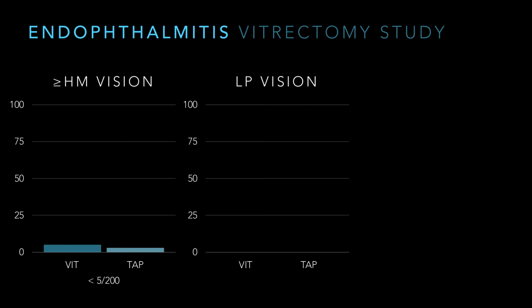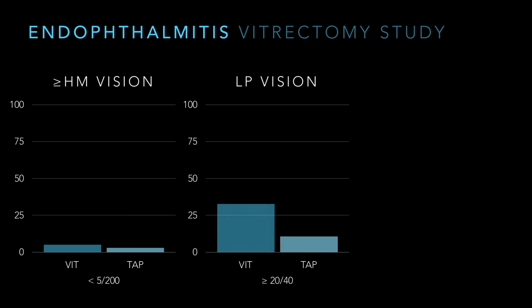Now, LP vision, we all know, is different, right? So if you wanted to get 20/40 vision, you better hope you're in the VIT group. You had a 3 times greater chance, 33 versus like 11% chance of getting 20/40 vision. Again, not a high likelihood that you're going to end up 20/40 or better if you present with LP vision.